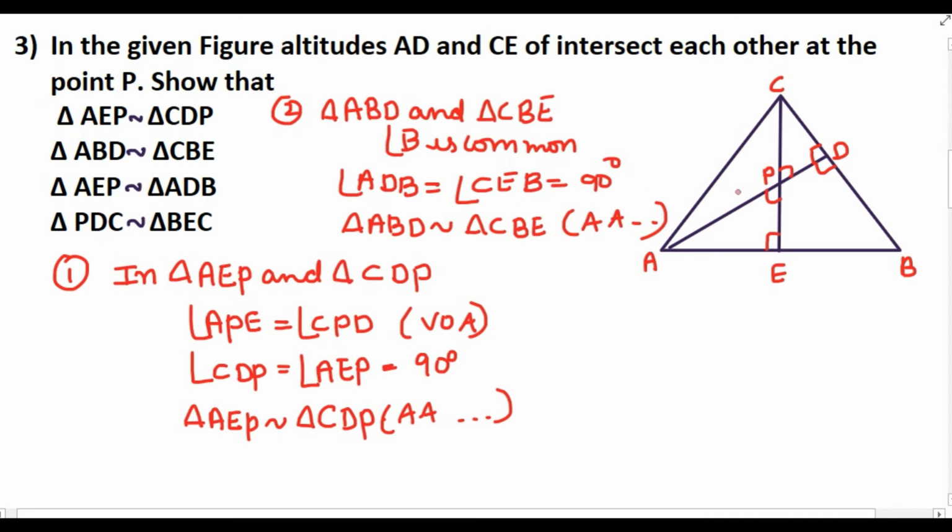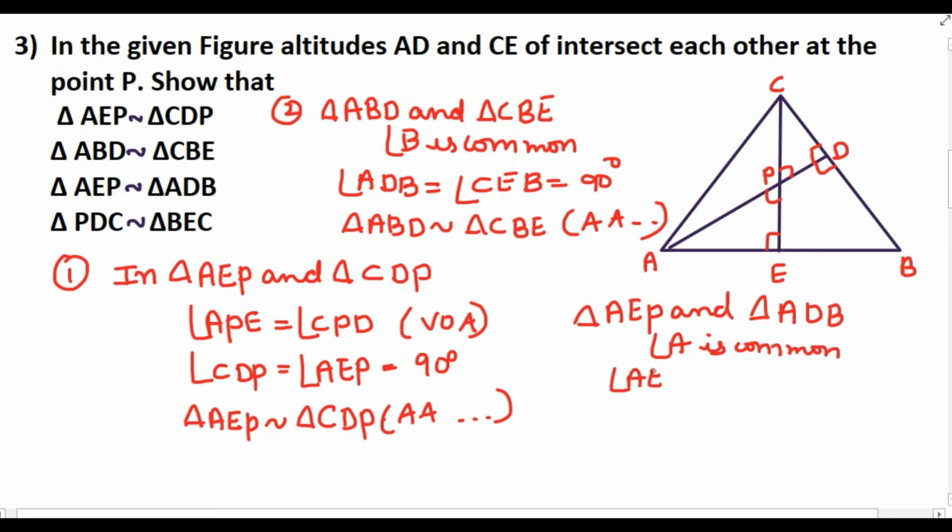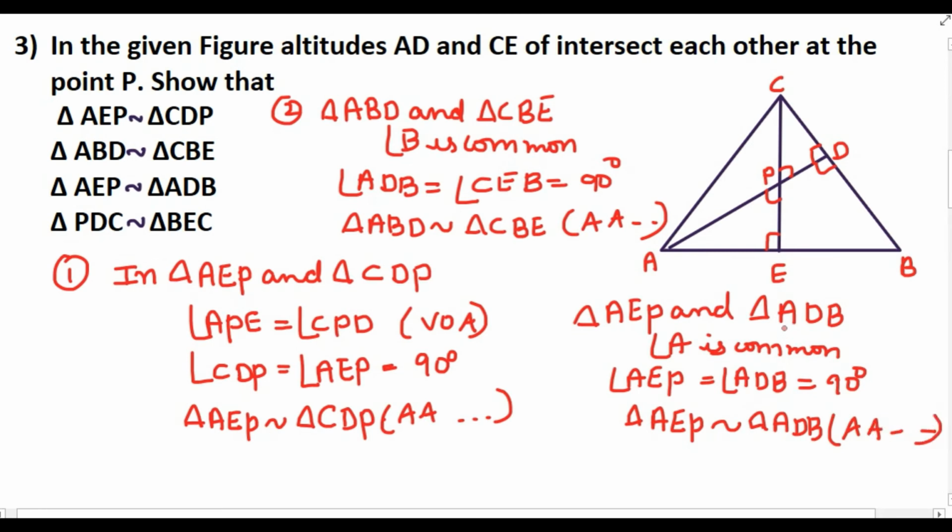The third one we will take, that is the small triangle AEP and this triangle ADB. Again, in this triangle AEP and triangle ADB, here angle A is common, as well as E and D will be 90 degrees. I can write angle AEP is equal to angle ADB, equal to 90 degrees. So these two triangles are similar by AA similarity criteria.